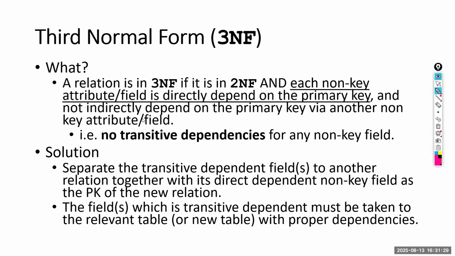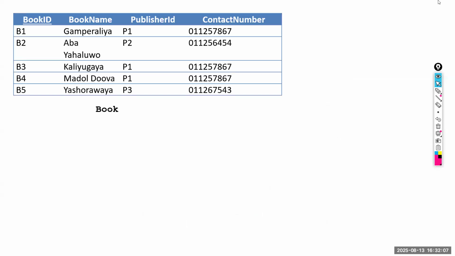Again, if you haven't understood it, let's do an example. The solution, if you have a third normal form violation, is to take the field that violates third normal form to the correct table. If it is already there in that table, then just simply get rid of the field from this table. So this is an example.